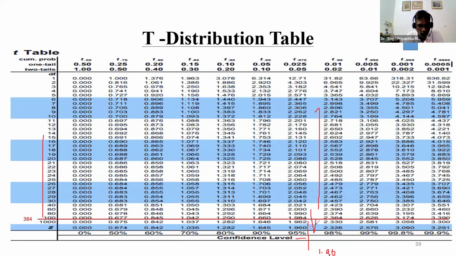Even if this is your population, based on your population, even if it is a billion or 2 billion, 3 billion, after 384 you won't get any difference statistically. Why? Because you have come to the saturation point. But when you do qualitative sampling, you can't identify when and where the saturation point is. Okay, now we are very close to ending the session.